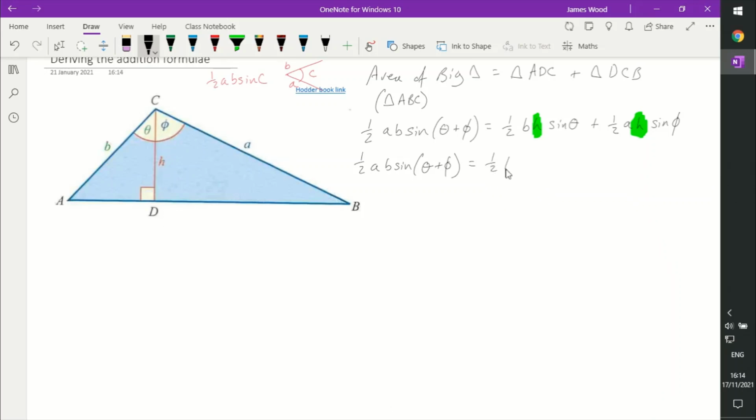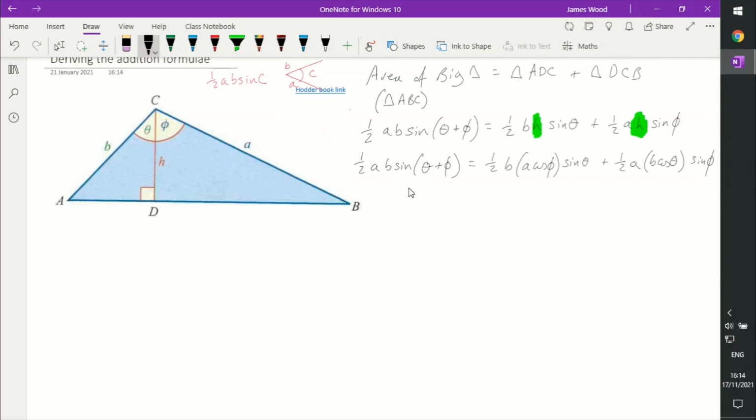So I'm going to write this as half b, and instead of h, I'm going to call it a cos phi sine theta, plus, then the other one I'm going to call half a. Now I'm going to describe h, but in terms of b. So this would be b cos theta, okay, because this triangle here, this is adjacent to the angle and b is the hypotenuse. So this would be b cos theta, and then times sine phi. Okay, so I've got quite an interesting looking formula here, but it's got all of the right elements in it that I need for my first addition formula.